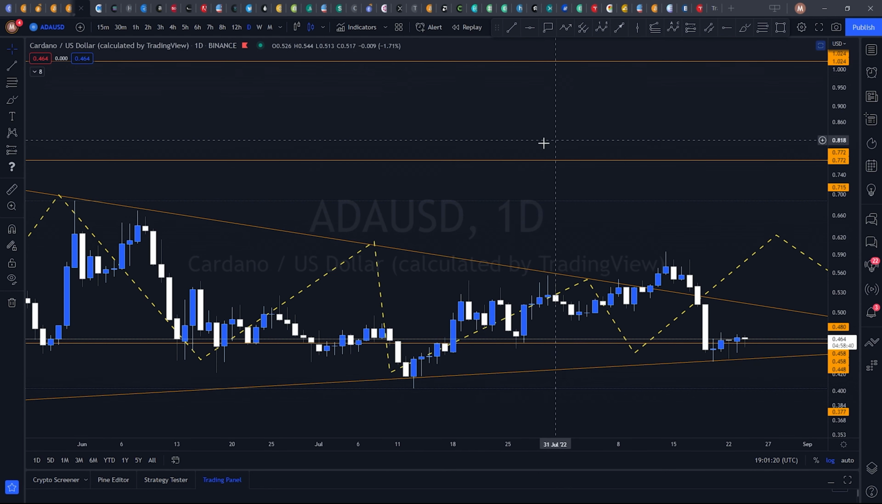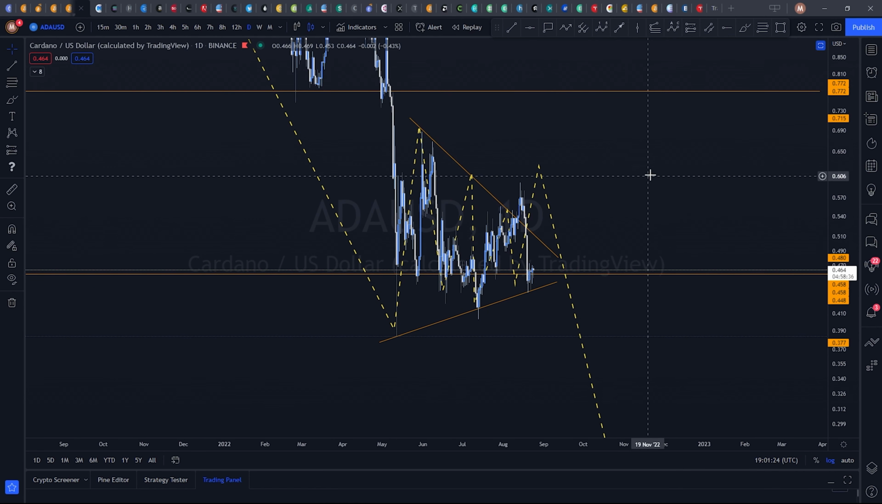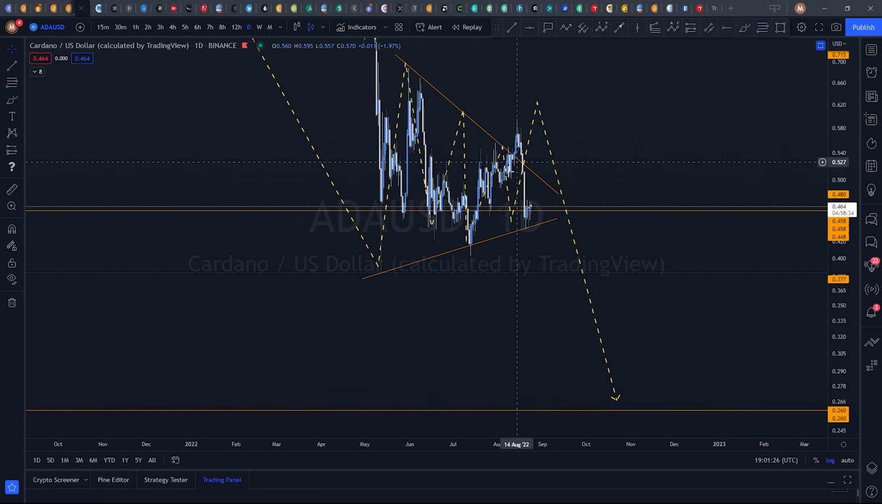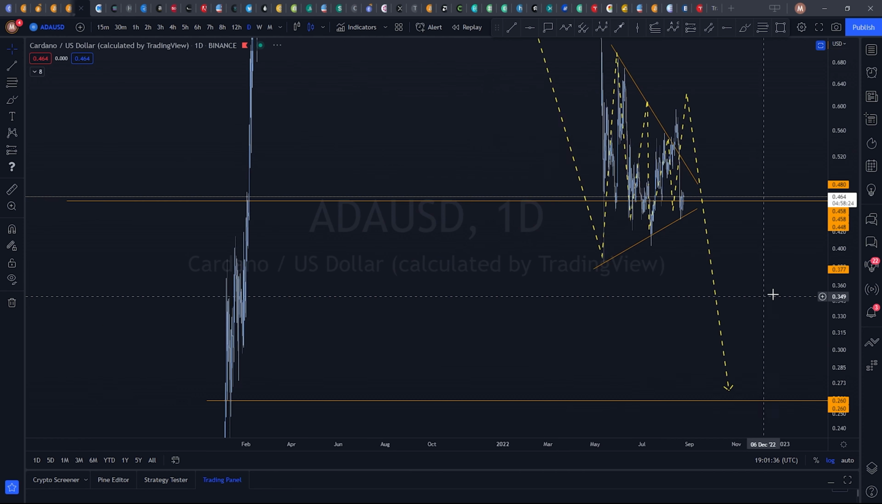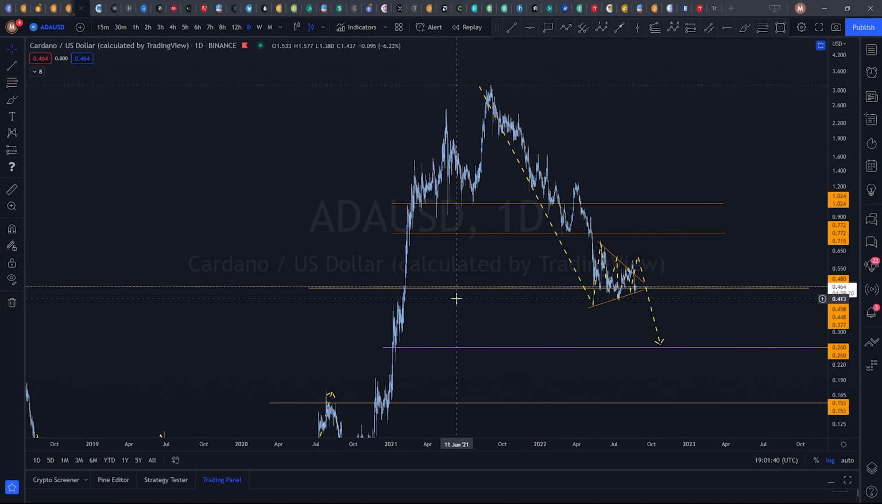Cardano, still nothing, you know. Fell right back into this wedge or this pennant. I told you guys we get a bounce out, right? We got the bounce out. I'm expecting Cardano to fall to the floor at some point. It might come back up to the top here at the wedge, but it's gonna come down. Cardano's got a ways to go. I think it's gonna be at the bottom.